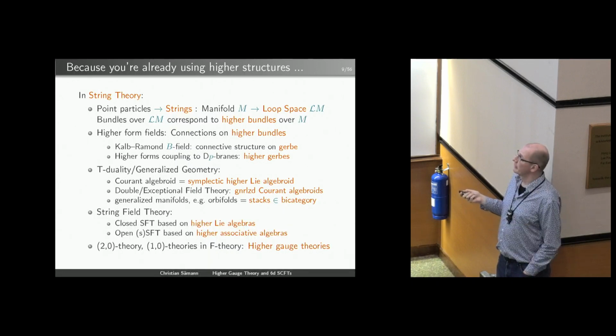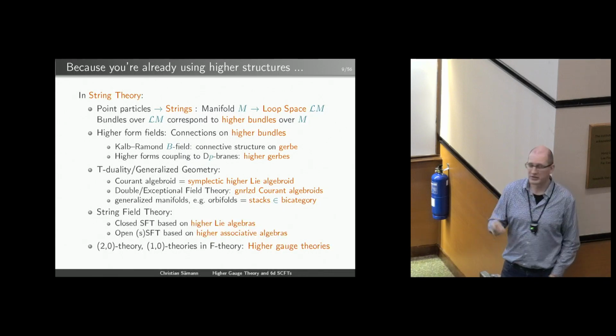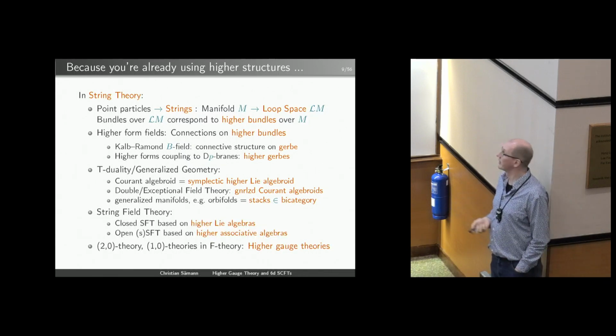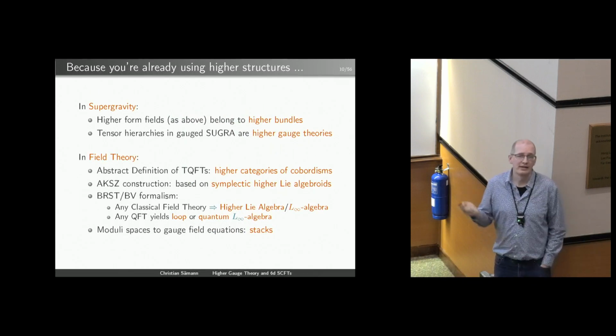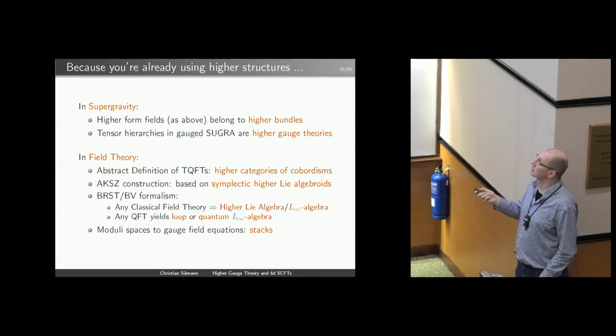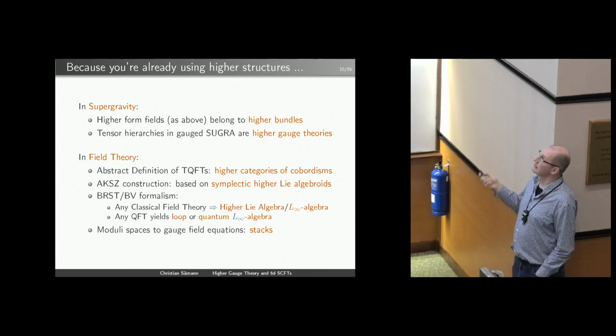Then M-theory, 11-dimensional theories, and F-theory, I claim they should be higher gauge theories. Whether they're higher gauge theories at the classical level is a different question, but at least morally speaking, there should be higher gauge theories. So we have plenty of reasons within string theory to say higher structures are already there. But you might say, well, I don't believe in string theory, that's fine. Let's go to supergravity. Higher form fields are there, so we need higher bundles.